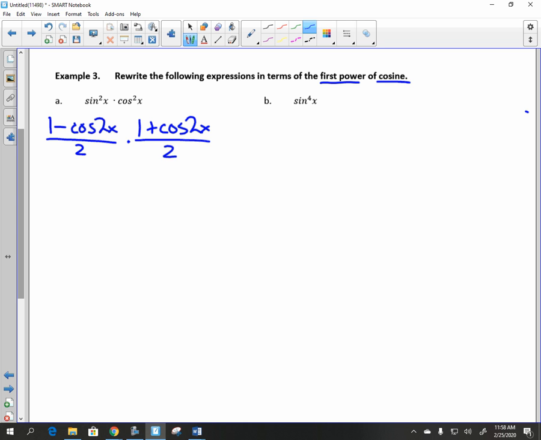Awesome. Let's multiply the top. 1 times 1, 1. 1 times cosine of 2x, cosine of 2x. Negative cosine of 2x times 1, negative cosine of 2x. And finally, negative cosine of 2x times positive cosine of 2x, a negative cosine squared of 2x.